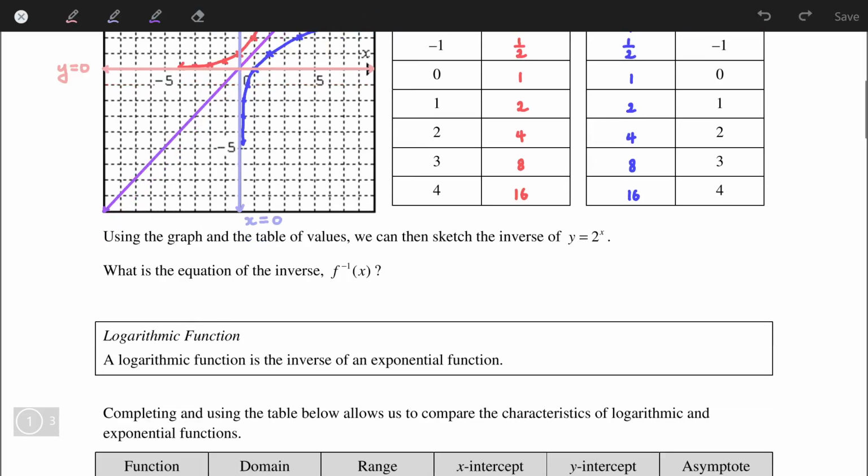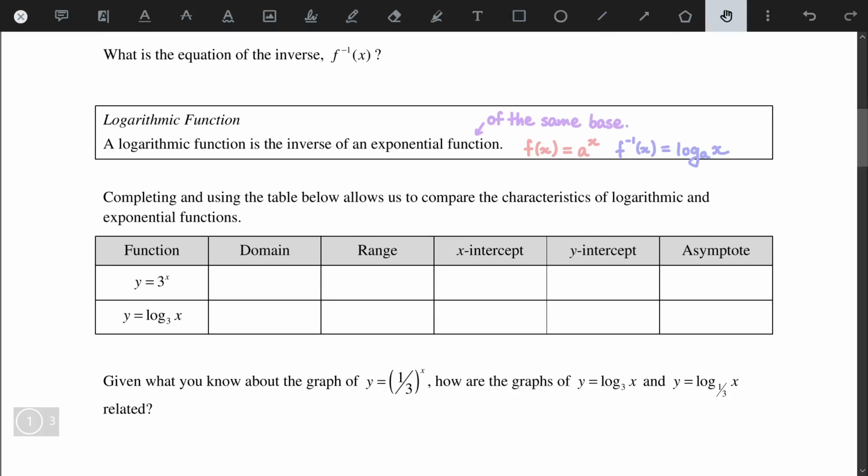Once again, a logarithmic function is the inverse of an exponential function of the same base. So the original function could be f of x is equal to a to the x, and its inverse would be log base a of x. Okay, so of course, since the two functions are related in that way, in that they're inverses of one another, we can look at their properties as well.